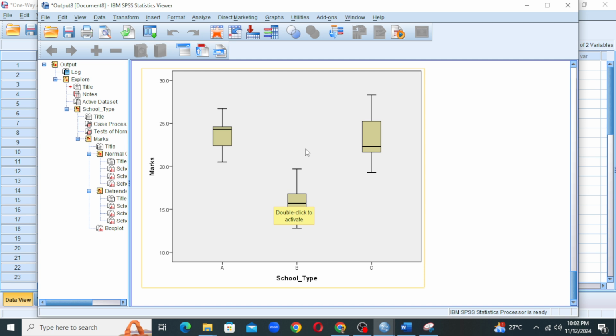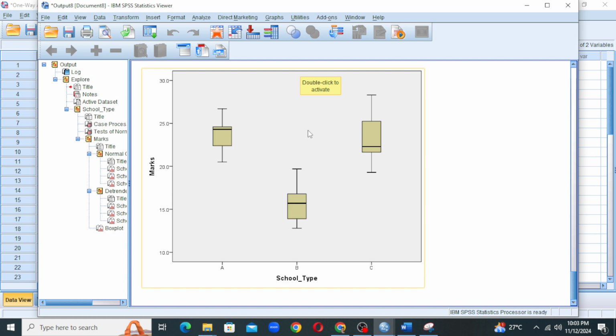Next, now we have referred to normality. Second, we will be checking for outliers. For that, you have to refer to this box plot. Here you see that both of these A and C means are somewhat similar. In this case, the mean is a little bit lower. However, there are no outliers for all these three school types.